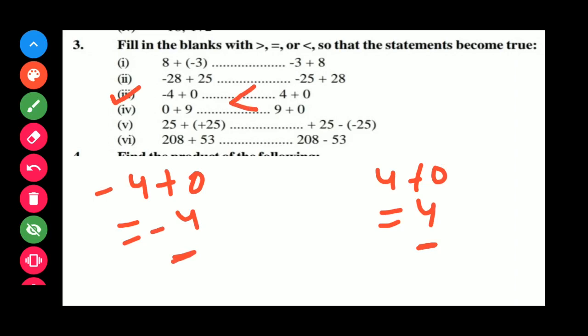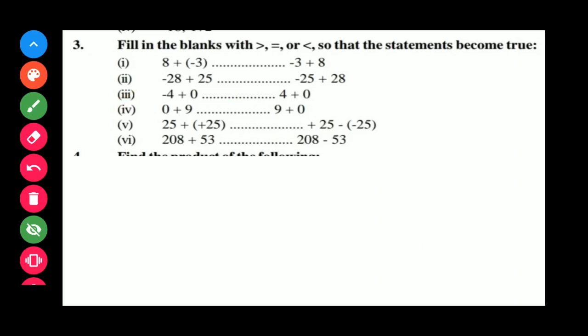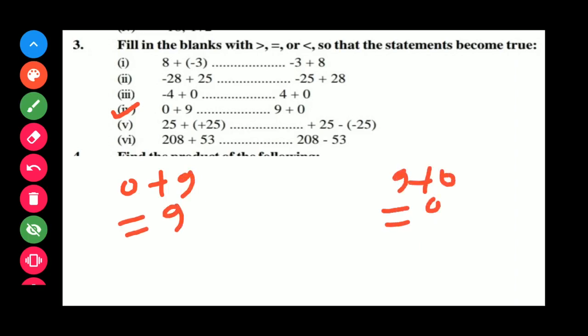Now come to the fourth part. This one is the fourth part. It is 0 plus 9. Left hand side is 0 plus 9, that becomes 9. And 9 plus 0, so it is also 9. So you can put the equal to sign. Both are equal. Fifth and 7, that is for your homework. You can do it at home.